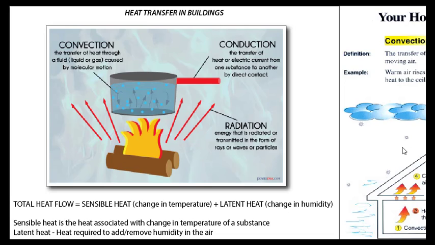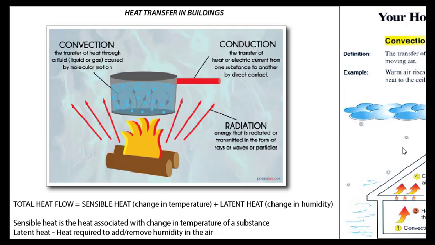And convection is the transfer of heat through a fluid, that is liquid or gas, caused by molecular motion, that is boiling of water, or that kind of heat transfer is convection. And radiation is the energy that is radiated or transmitted in the form of rays or waves or particles. So in a cold winter morning, you sit near a fireplace, so the heat transfer that takes place is radiation. Okay, so heat transfer happens due to conduction, convection and radiation.